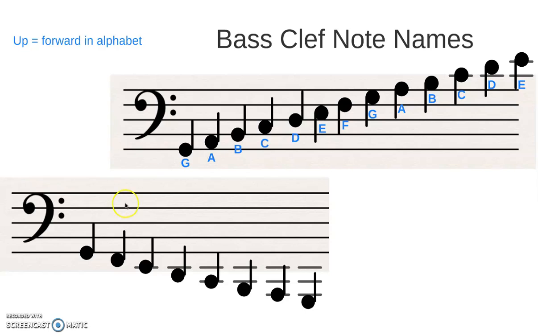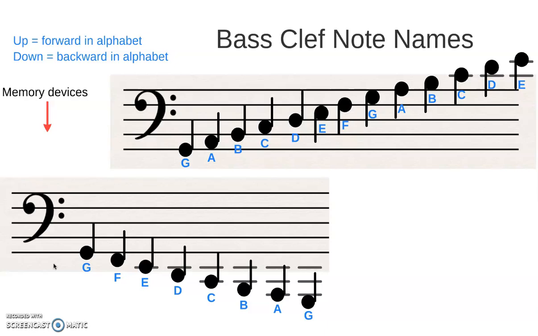And going down, we go backwards, starting from G, going backwards from G. One before G in the alphabet is F. One before F is E. And we go back down this way and loop. All right.